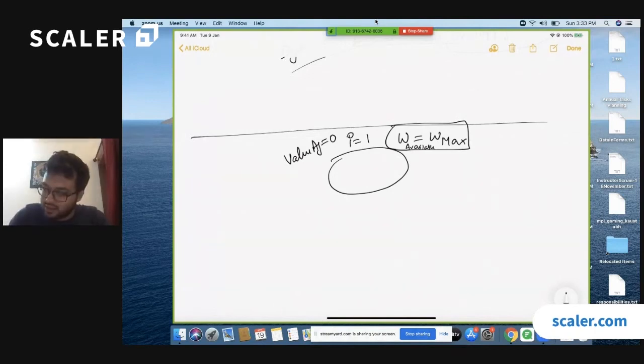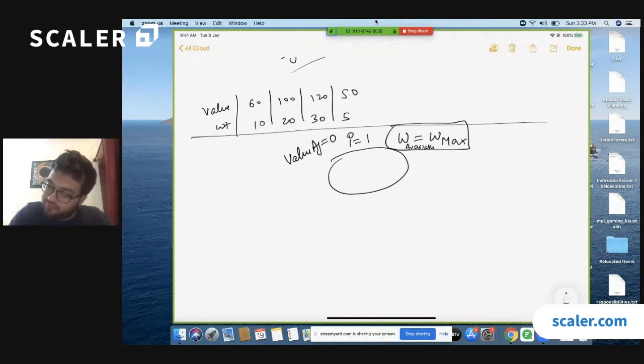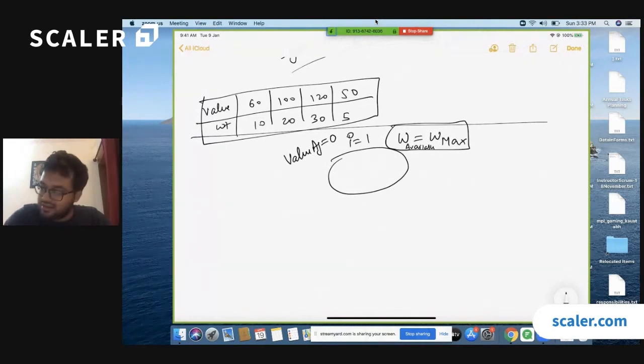So let me define the arrays once again, and let me maybe have a smaller array this time around. This is the value array, and this is the weight array. These are the 2 arrays that we had. The values were 60, 100, 120, and 50, and the weights were 10, 20, 30, and 5. So these are the values and the corresponding weights. And let's assume the maximum weight that you can put in the bag is 50.